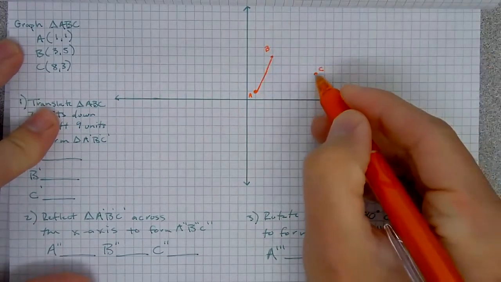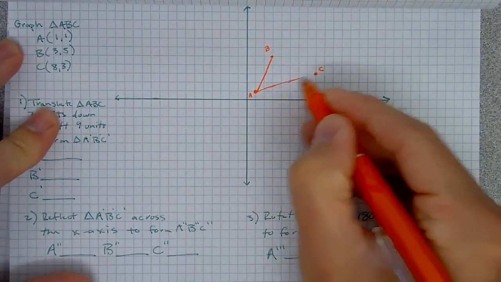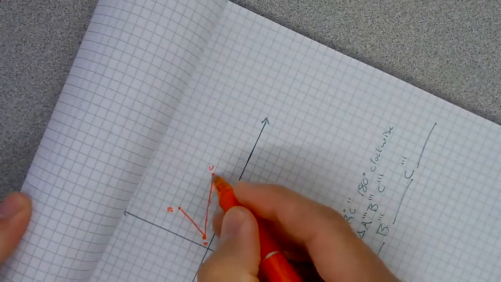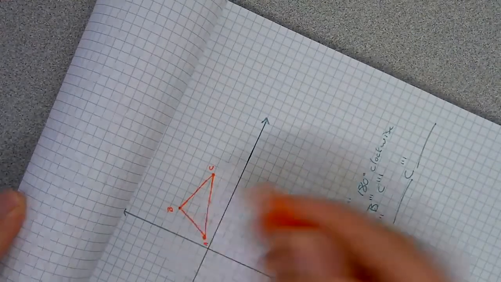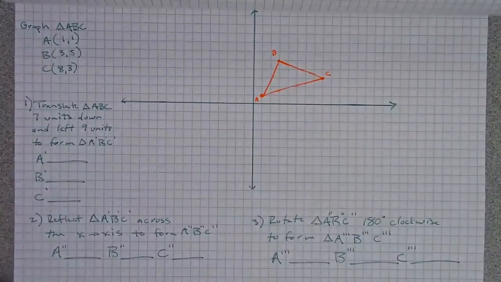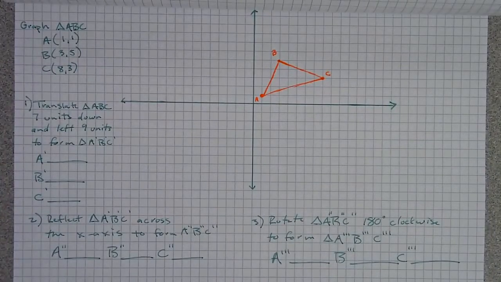Connect the dots. I have a ruler handy. I don't know why I'm not using it. Ooh, that was pretty straight. Alright, so we got our original triangle ABC. And hopefully we can at least do that part.